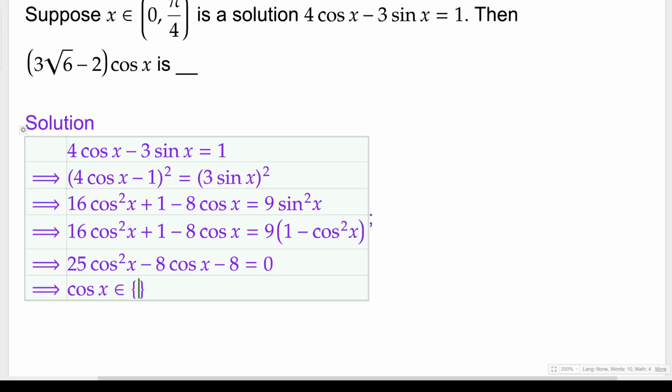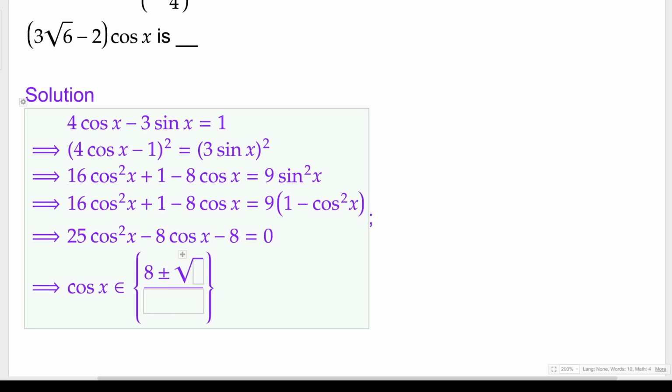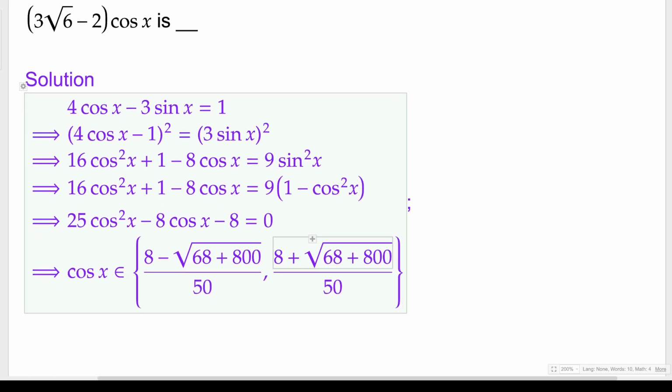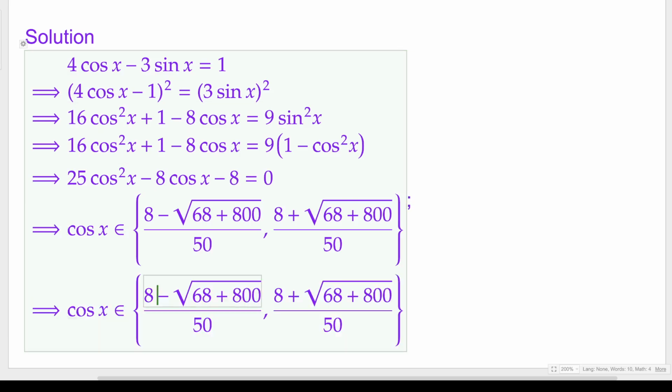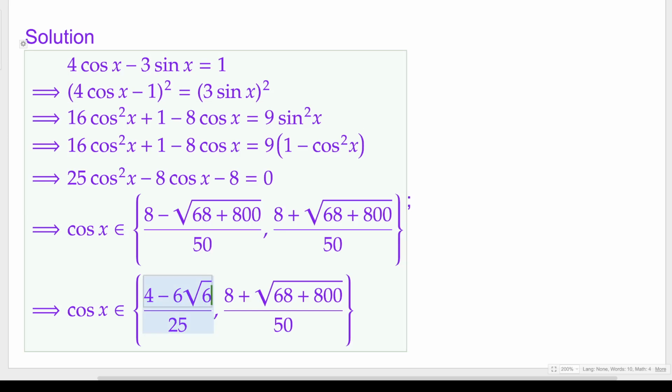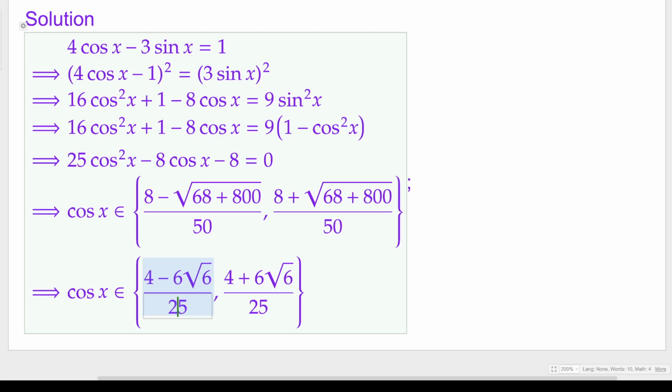So cos x will finally belong to this set, that is 8, and here plus and minus for the two roots representation, and this would be the square root of 68 plus 800 over 25 times 2, that is 50. One with the negative and the other with the positive. On resolving this further, I'll just resolve these particular numbers. This can be written as 4, and here we can write 25, and this expression under the square root can be written as 6 times square root of 6, and the very same thing can be written with this positive sign. Definitely this one is a positive quantity, but this one is a negative number.